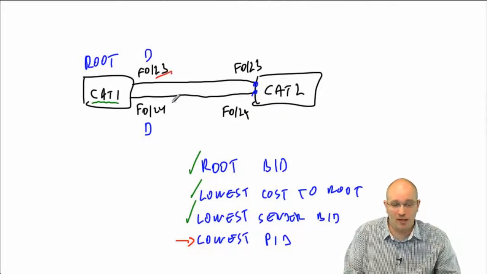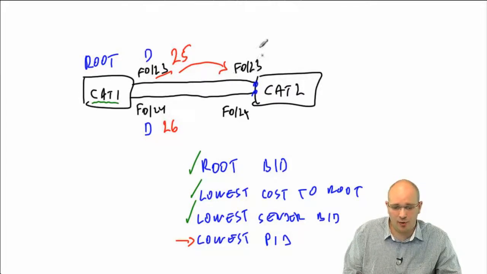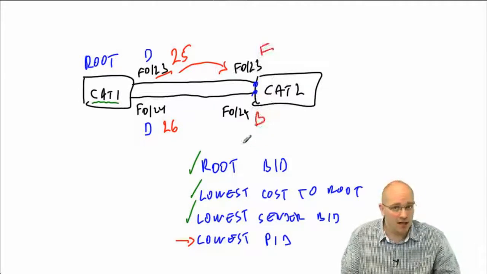Port 23, you may recall, will have the port ID of 23 plus 2, which will be 25, and this one here will be 26, which means that it's very likely that 23 here will end up forwarding and 24 will end up blocking. Let's confirm that.